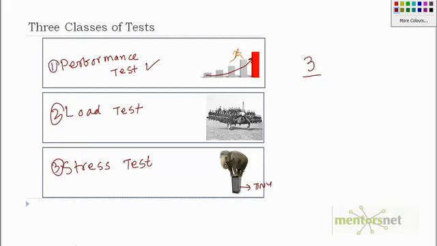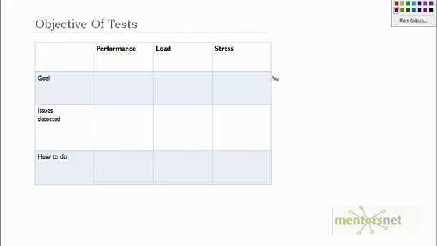So in this table, let's try to fill up the goals and what kind of issues we detect in each type. This is the test type characteristics, the characteristics of each kind of test. The goal of performance testing is to understand the speed of the system, that means how fast the system is able to respond to a request.